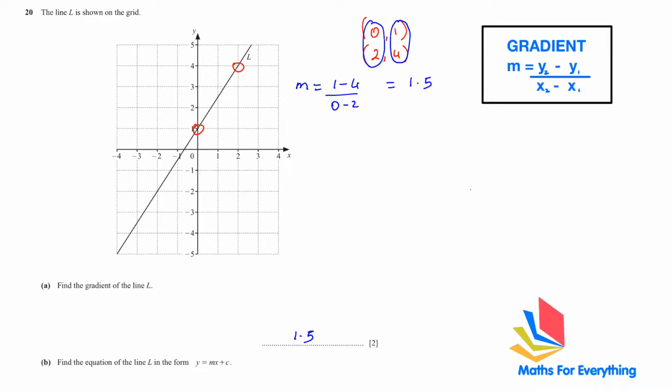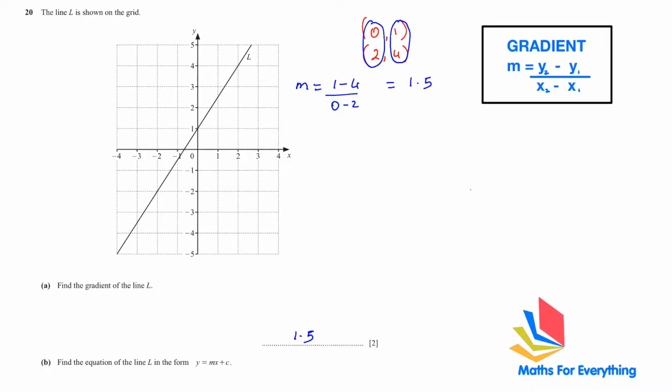We have to find the equation of the line in the form y is equal to mx plus c. This point here is our y-intercept, which is 1.